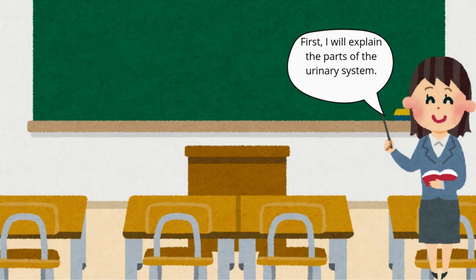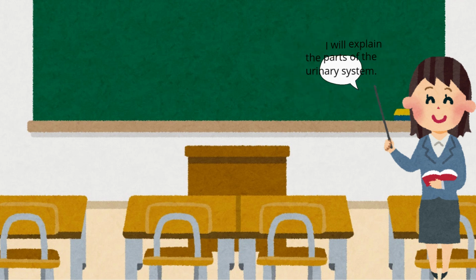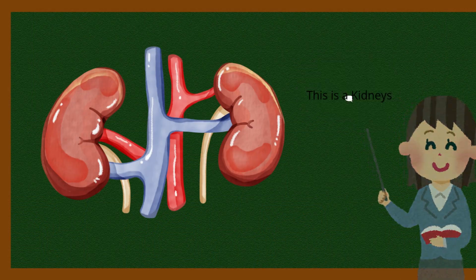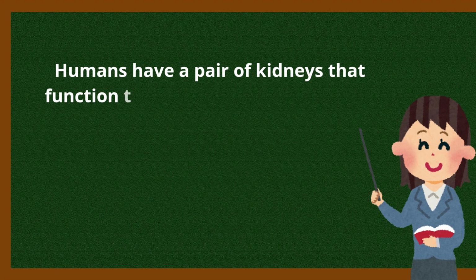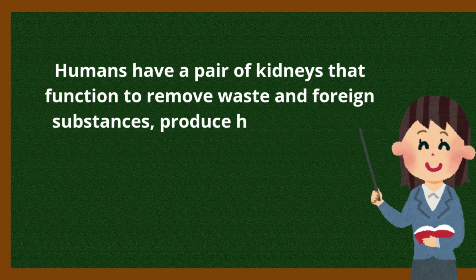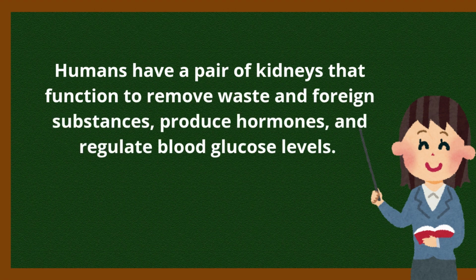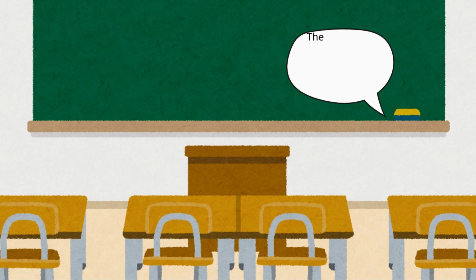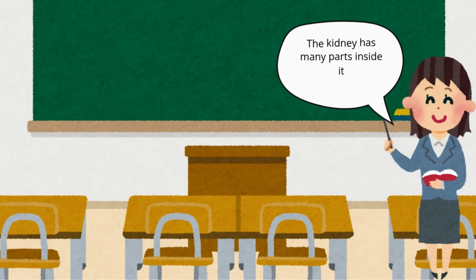First, I will explain the parts of the urinary system. This is the kidneys. Humans have a pair of kidneys that function to remove waste and foreign substances, produce hormones, and regulate blood glucose levels. The kidney has many parts inside it.